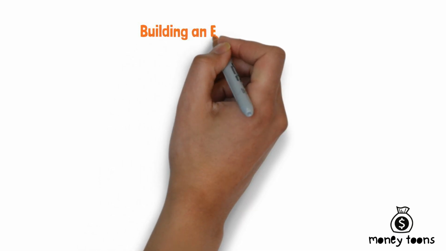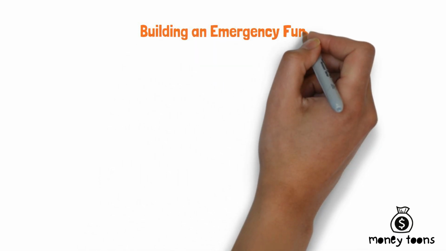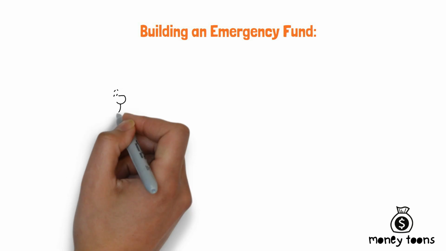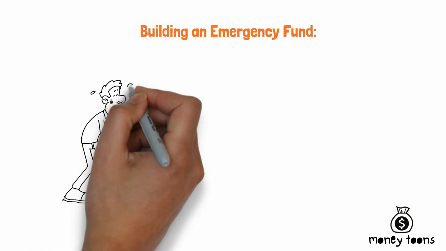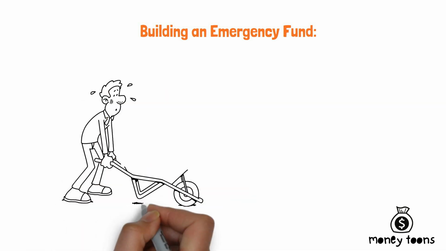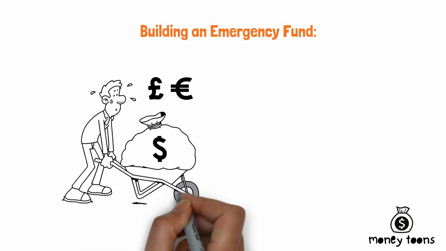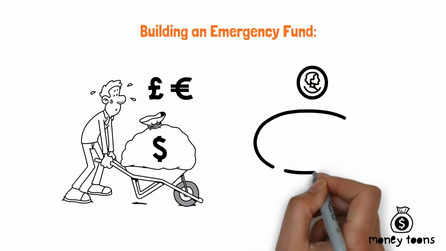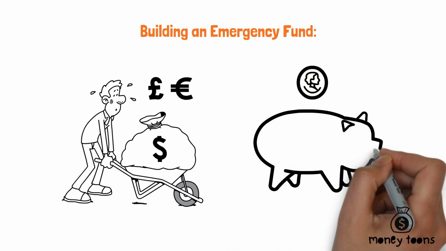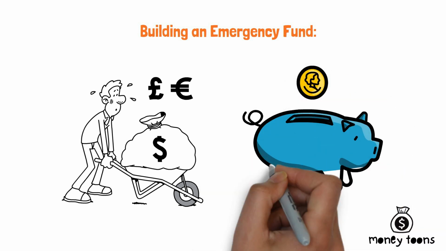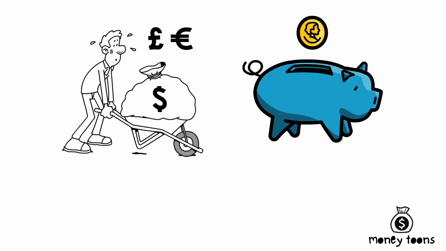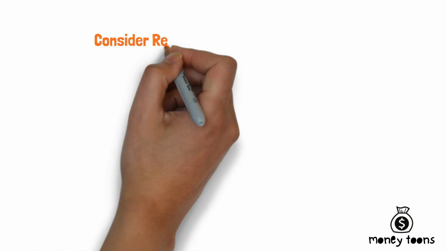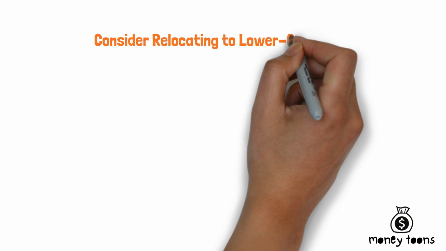Building an emergency fund. Having an emergency fund is another important step in protecting your money from the effects of inflation. An emergency fund can provide a cushion for unexpected expenses, and it can also help you weather periods of economic uncertainty. It's a good idea to aim to save at least 3 to 6 months' worth of living expenses in an emergency fund.